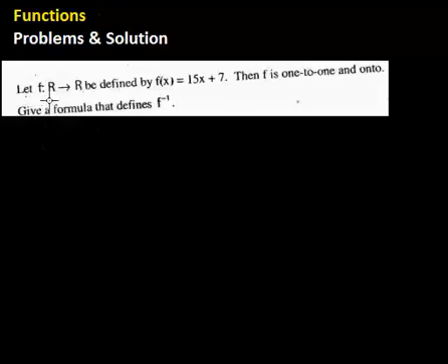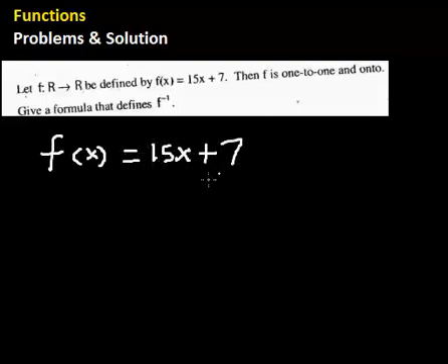Let f be a function that maps R to R, and is defined by f of x according to the question. The function that maps R to R is defined by f of x, which is equal to 15x, then plus 7. So now we are told that f is a one-to-one and onto function.